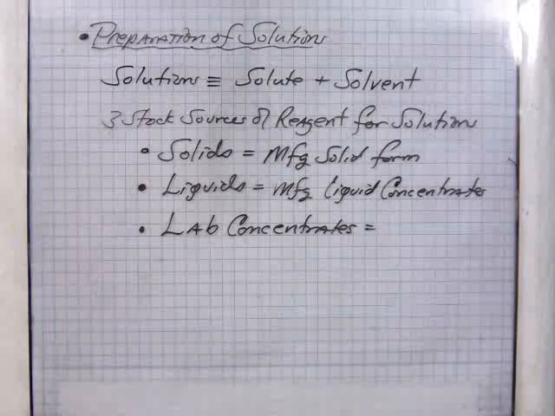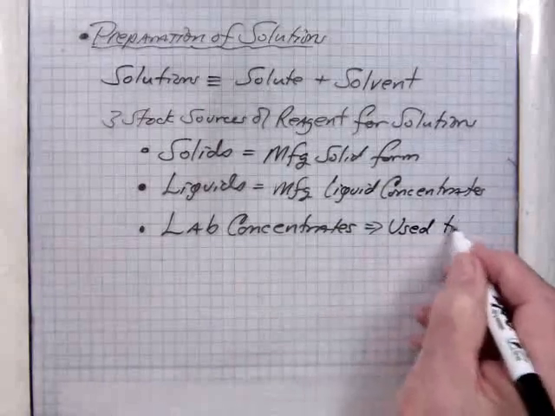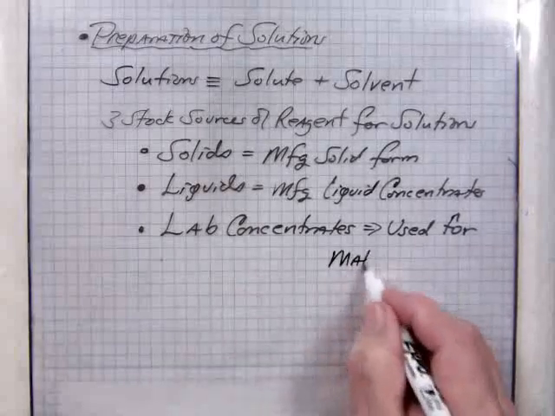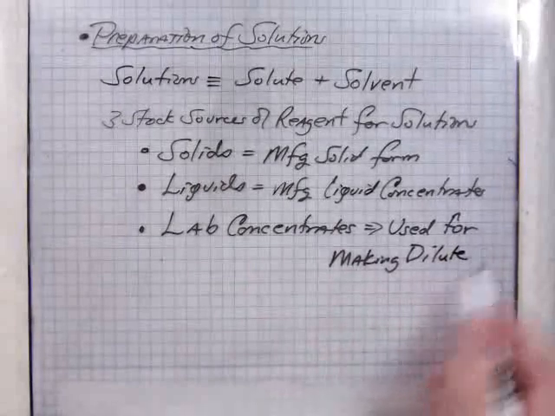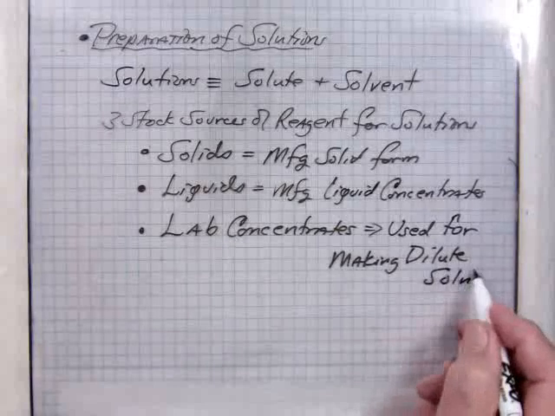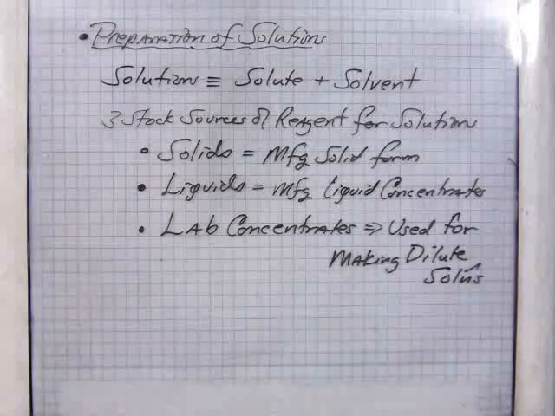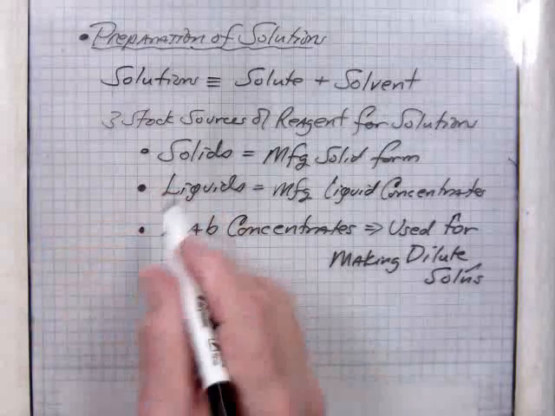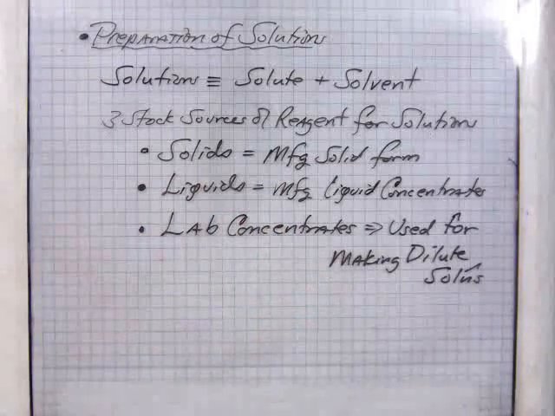So this lab concentrate kind of defines itself. You make a concentrate and then use it for making diluted samples. So you're going to use them to make diluted samples and then use them in your research or whatever you use them for. So those are the three sources we need to talk about. And the central question here in making any of this solution is how much of the source do I need to make my solution?